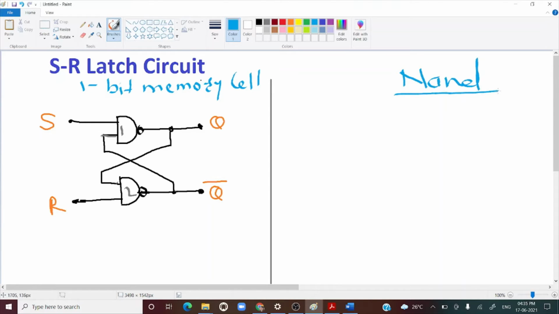I will quickly write the truth table of a NAND gate. In a NAND gate, if the input is 0, 0, then the output is 1. If the input is 0, 1, then also the output is 1. For 1, 0 also the output is 1. Only for 1, 1 the output is 0.